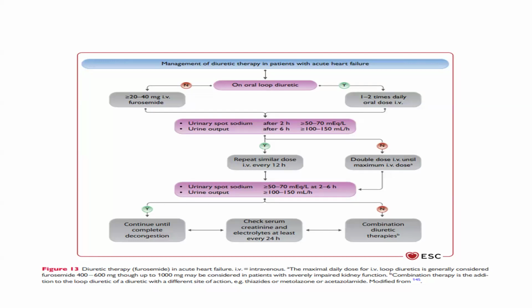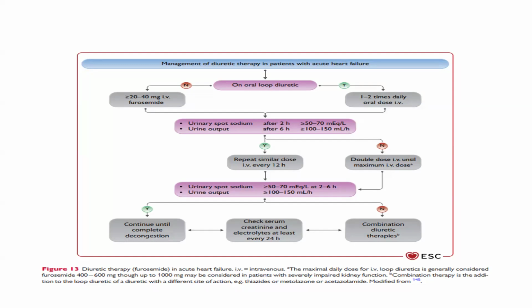So if we find that our patient is appropriately responding to the diuretics, then we need to repeat the similar dose every 12 hours. And we need to check again for the urinary spot sodium and the urine output. If the patient is not responding appropriately, then it is recommended to double the IV dose till we are getting the appropriate response.